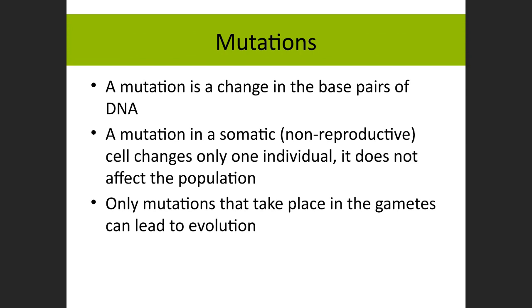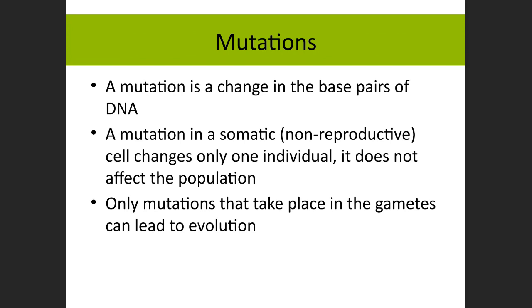A mutation in a non-reproductive cell, a somatic cell, will only change that one individual. It's not affecting the population, so that doesn't lead to evolution, right? So if you are exposed to extra sun and you get a mole on your skin, yeah, there may be some mutations in your DNA there, but you did nothing evolved, right? It's not affecting your children. It doesn't get passed down that way.